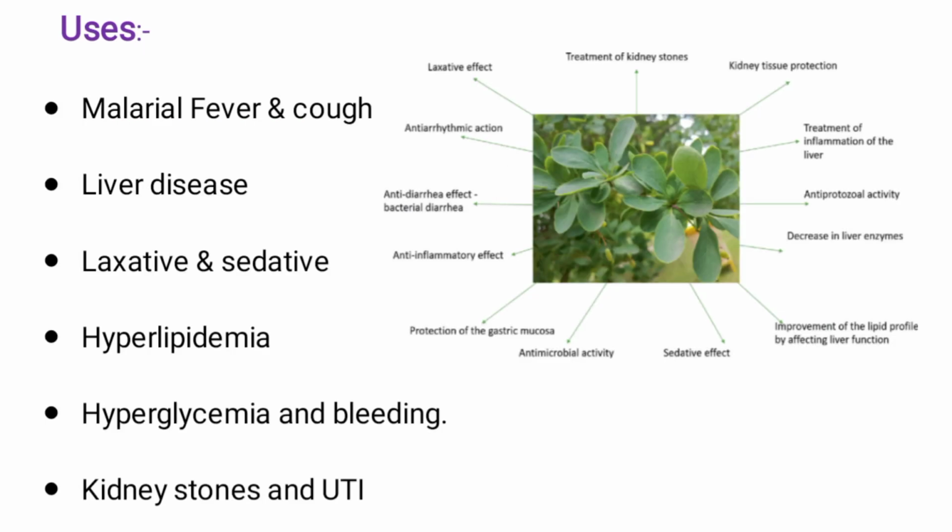Uses: it is used for malarial fever and cough, liver disease, laxative and sedative, hyperlipidemia, hyperglycemia and bleeding, kidney stones and urinary tract infection. It also acts as protective of gastric mucosa, antimicrobial activity, improvement in the lipid profile by acting on the liver function. It decreases the liver enzymes, by which the improvement in the lipid profile is achieved through the liver function. It also acts as anti-arrhythmic.